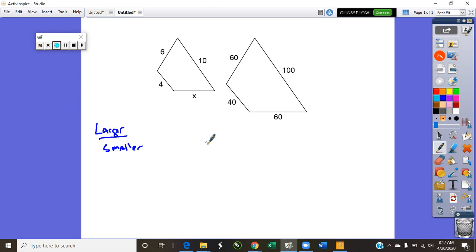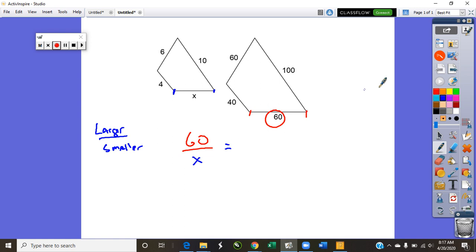Okay, so let's start with, remember, these are similar triangles, so the sides are going to be similar. They're going to be proportional. So let's start with what we're going to find. Where is our variable? Our variable is this side right here. So what side would that be in the larger figure? That would be from here to here. So let's start with this measure. So 60 over, and in this one it's going to be x.